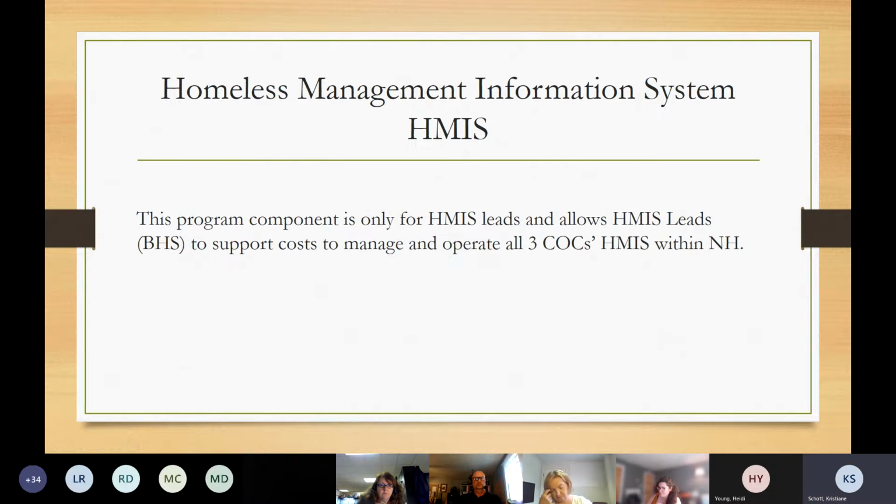The next component is the Homeless Management Information System, as we call HMIS. This component under the CoC interim rule is only for HMIS leads. And it allows the HMIS lead, which in New Hampshire is the Bureau of Housing Supports, to support costs to manage and operate all 3 CoCs' HMIS within New Hampshire. So the Bureau of Housing Support is able to manage, operate, upgrade, or customize the 3 CoCs' HMIS because we have these 3 grants.